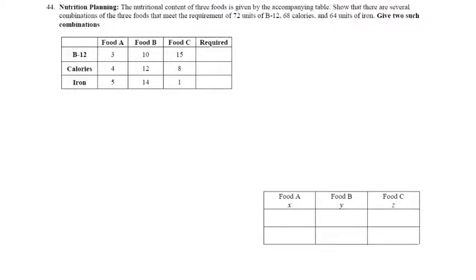So apparently there's 3 types of food available to eat in this problem, right? Food A, it's got some B12, calories, and iron. Food B has a lot of each one. And then food C. So let's go ahead and fill in the requirements here. We know it's 72 units for B12, 68 units for the calories, and 64 units for the iron.